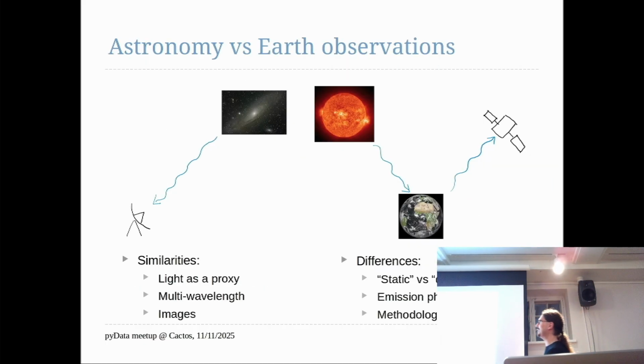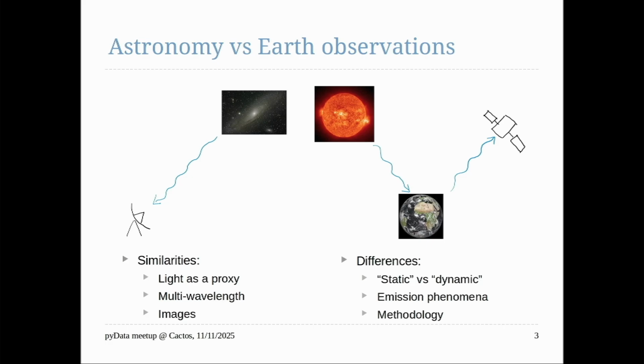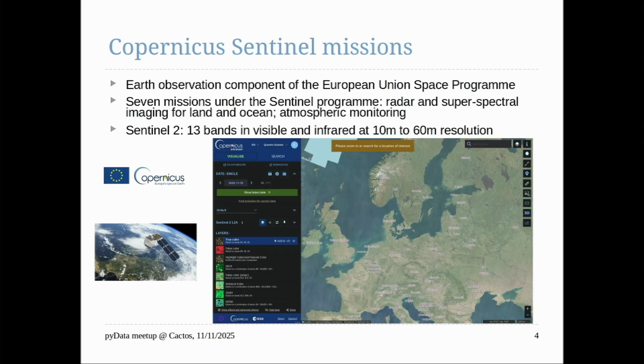So basically, why Earth observation? In astronomy, you have an object, galaxies that emit light, and we just measure it with a telescope. Earth observation is a bit similar. The difference is that the light comes from the sun, arrives on Earth, reflects, and we detect it with a satellite. So the main difference is that in astronomy we look up, and with Earth observation we look down. But the methods are pretty similar because we use light as a proxy to get information.